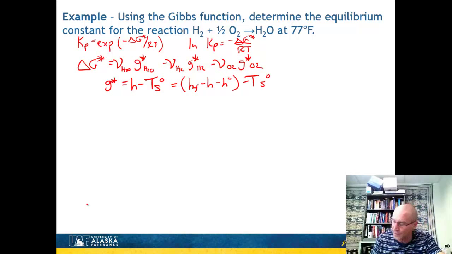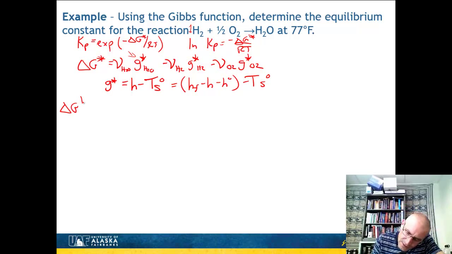So a lot of terms, but nothing that we haven't seen before, because we can go ahead and calculate the enthalpy, like we did in chapter 7. We can find our standard state entropy. We can put those terms together. That gives us G star, which is what we're going to put into that equation. My stoichiometric coefficients I have, I've got a 1, a 1/2, and a 1 up at the top. So, all right, so let's go ahead and do that.